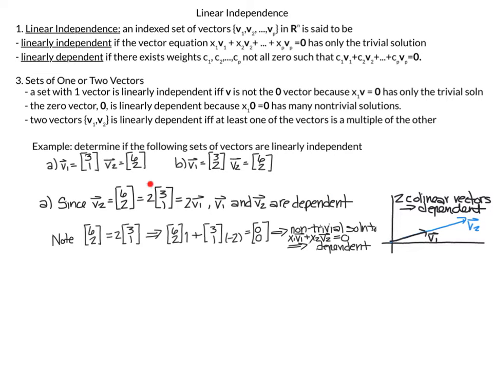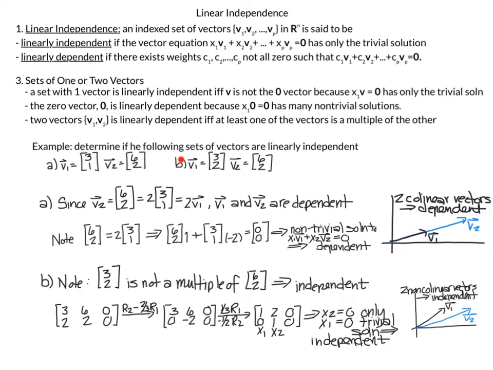In fact, you can write out the linear combination that gives you 0. If you take (6, 2) equals 2 times (3, 1), then you can move this to the other side of the equation, so you get 1 times (6, 2) minus 2 times (3, 1) equals (0, 0). So your non-trivial solution is (1, -2). They are dependent, and they are two collinear vectors. The blue is my (6, 2), and the black vector here is my (3, 1).